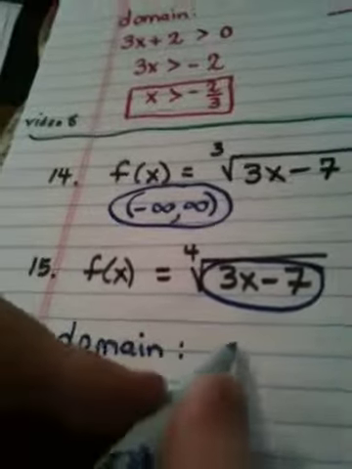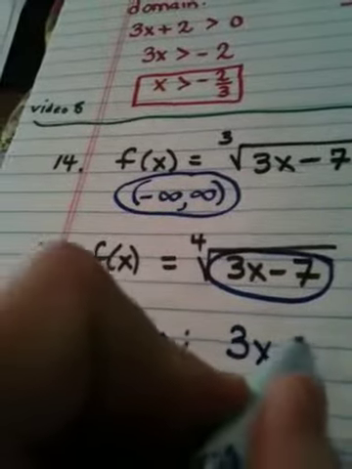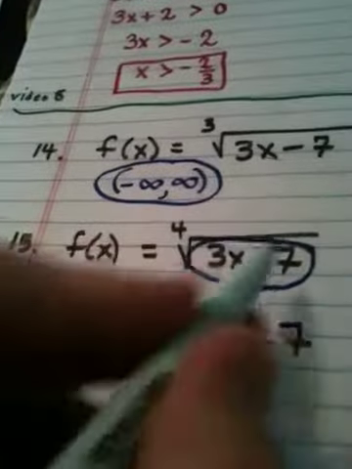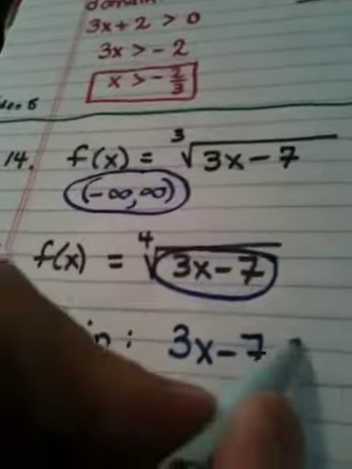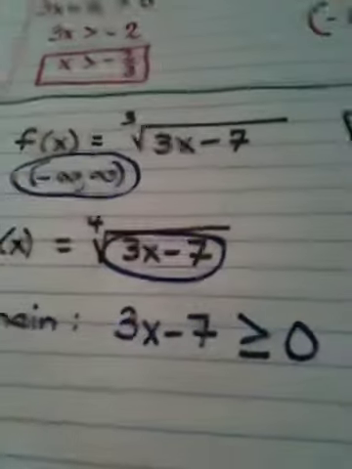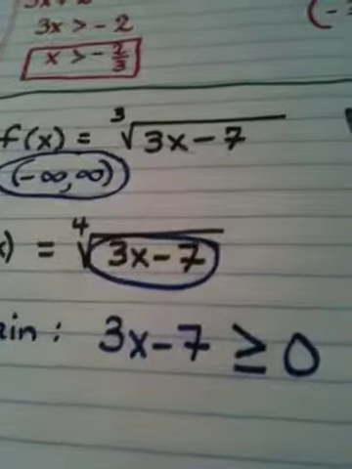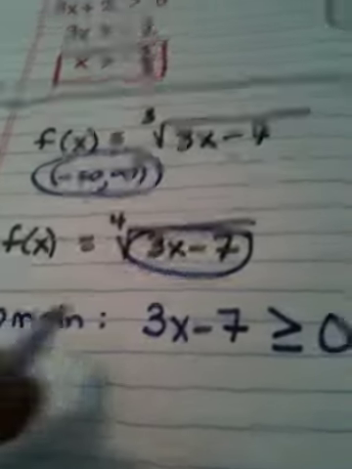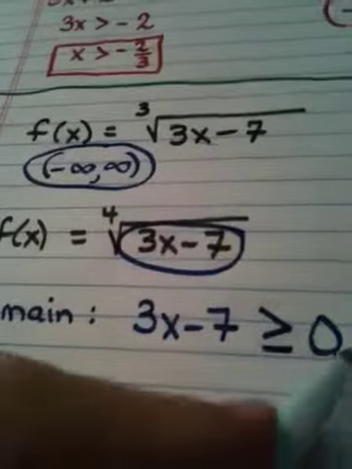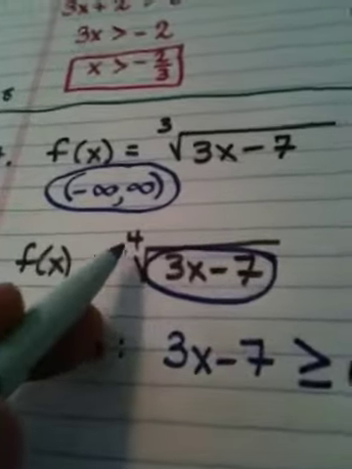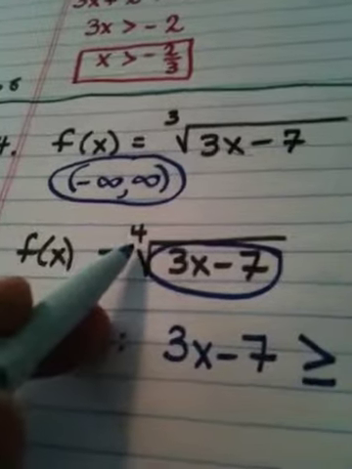You take the quantity from under the radical. You don't take the radical itself. You take what's under the radical and you force it to be greater than or equal to 0. That's it. So to find the domain, take what's under the radical, force it to be greater than or equal to 0, and you do that anytime you have an even index.